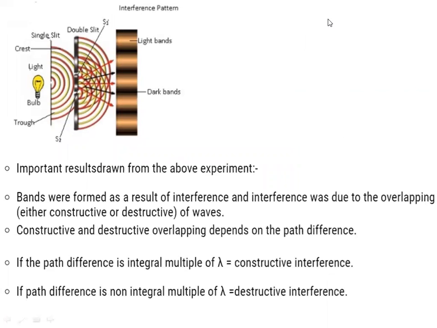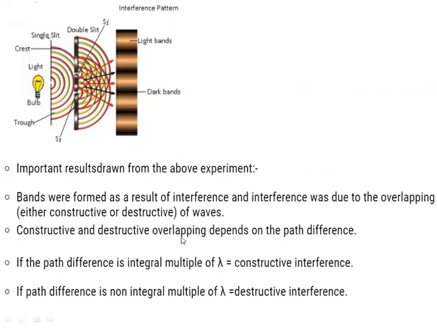From this experiment, what is the conclusion we come to? The important result drawn from the above experiment is that bands were formed as a result of interference, and interference was due to the overlapping, either constructive or destructive, of waves. Constructive waves mean bright fringes are created, and destructive means dark fringes are created. That is what we have already discussed.